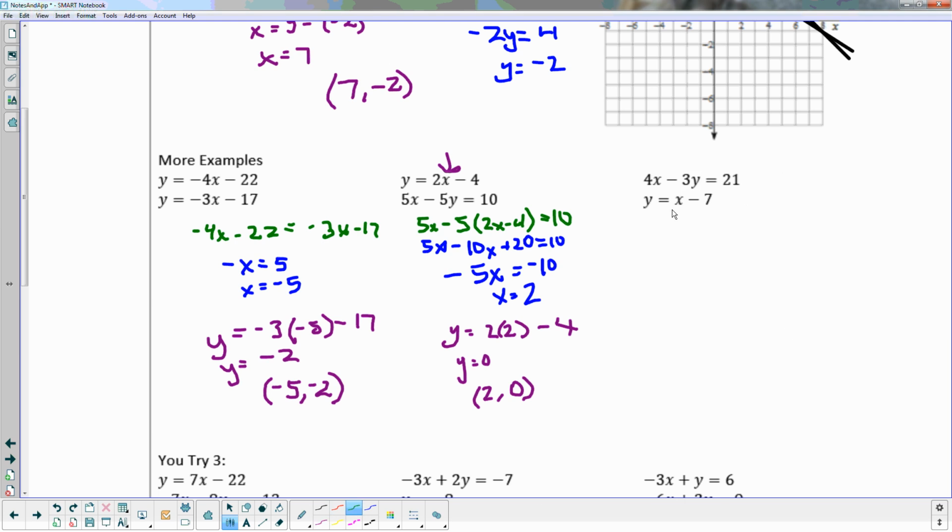And next one here, I have same idea. One equation's already solved for y. I did do my best to set up a lot of them for substitution on the ones where we are using substitution. So we're going to substitute this x minus 7 in for y in the previous equation. So we get 4x minus 3 times x minus 7.